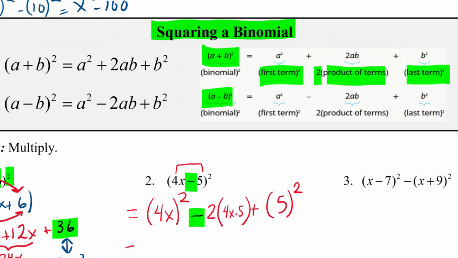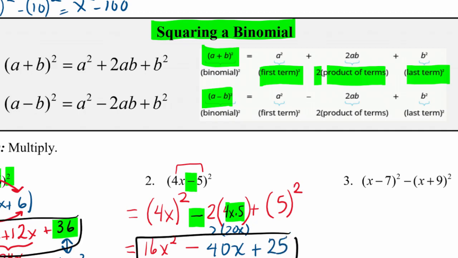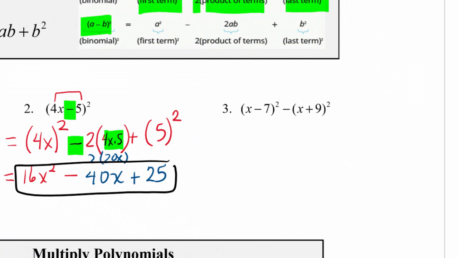So let's simplify here, and we get 16x squared minus, so we have, this guy is 20, isn't it? 20x. We have there 20x. So 2 times 20x is 40x. And then plus 5 squared, which is 25. So now look at number 3. We are squaring two binomials and then subtracting them. So what do you think we do first? Yep, we're going to have to do this squaring part first.